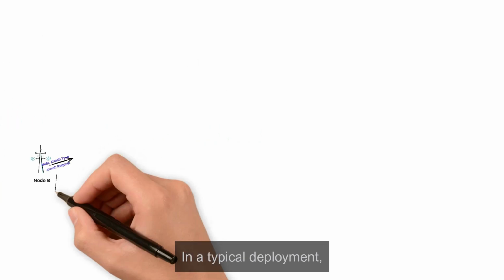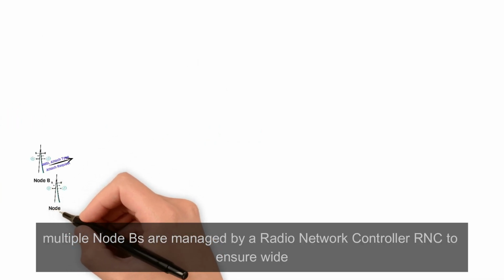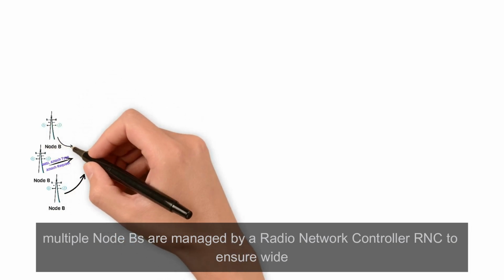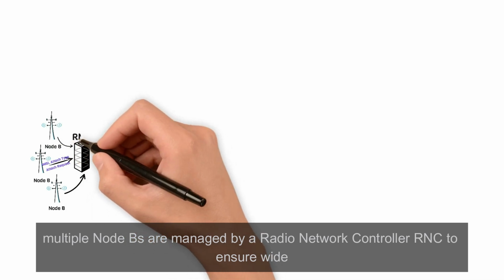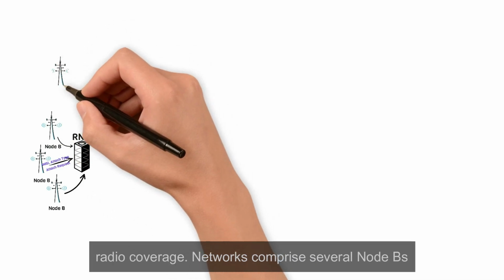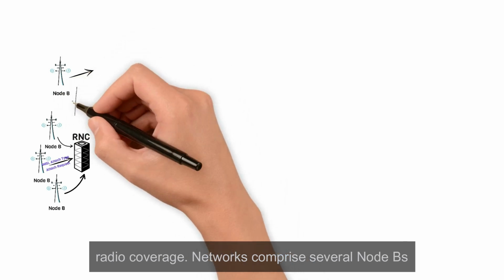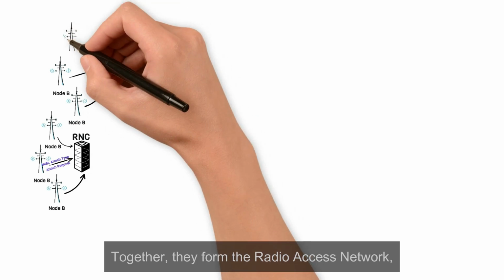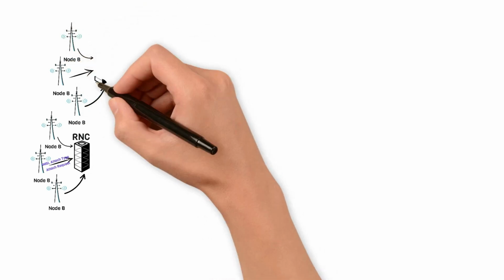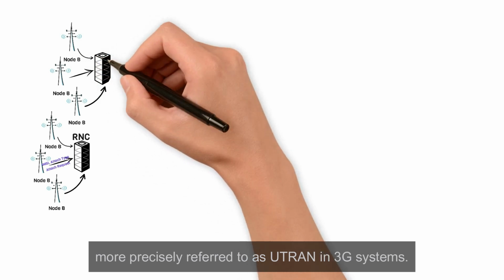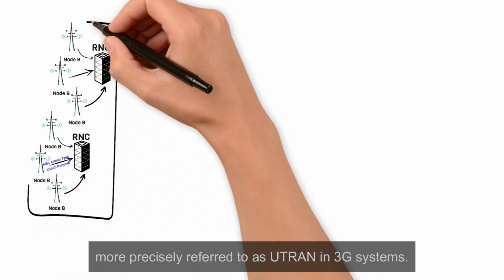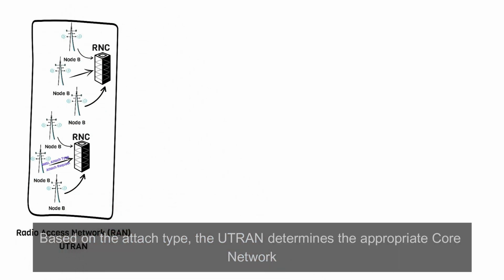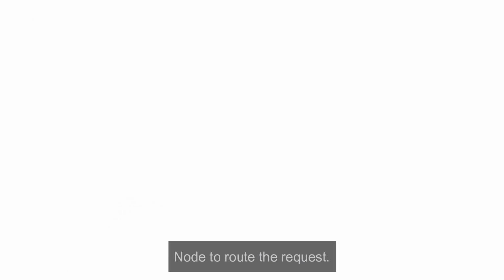In a typical deployment, multiple Node Bs are managed by a radio network controller, RNC. To ensure wide radio coverage, networks comprise several Node Bs and radio network controllers. Together, they form the radio access network, more precisely referred to as UTRAN in 3G systems. Based on the attach type, the UTRAN determines the appropriate core network node to route the request.